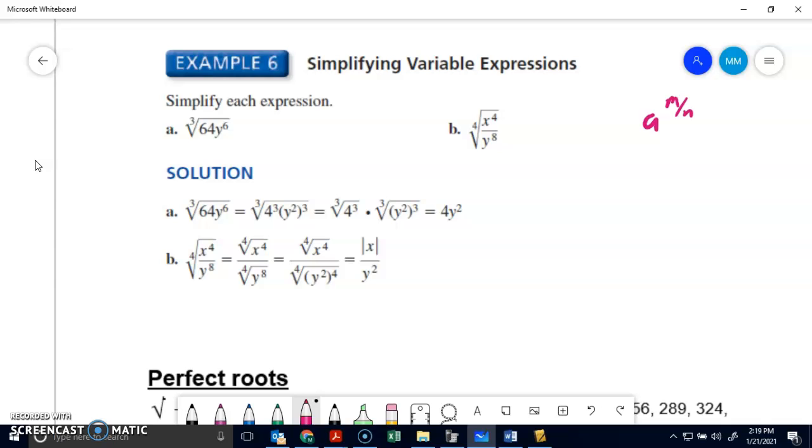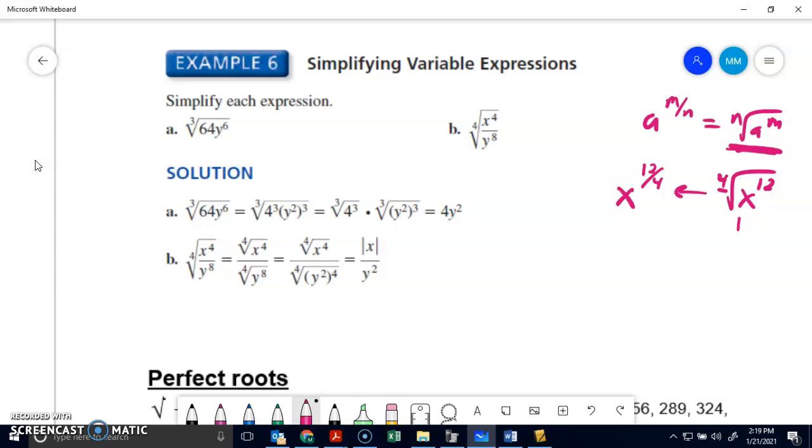A to the m over n equals the nth root of a to the m. Well, I can use that in reverse to say that if I have something that's a radical, turn it back into a fraction exponent. And we're not going to do that, but I'm going to show you how that works. Turn it back into a fraction exponent. And what happens is, let's say I have like the fourth root of x to the 12th. Turn that into the fraction form. That would be x to the 12. And index is the denominator over 3.